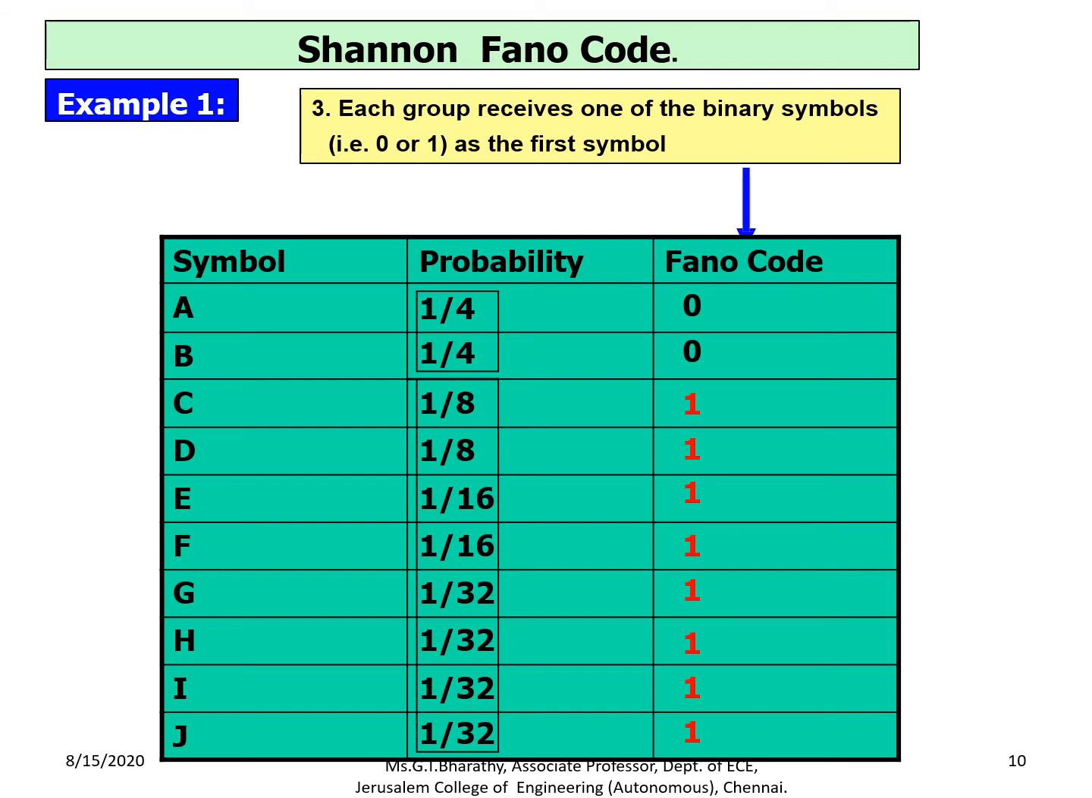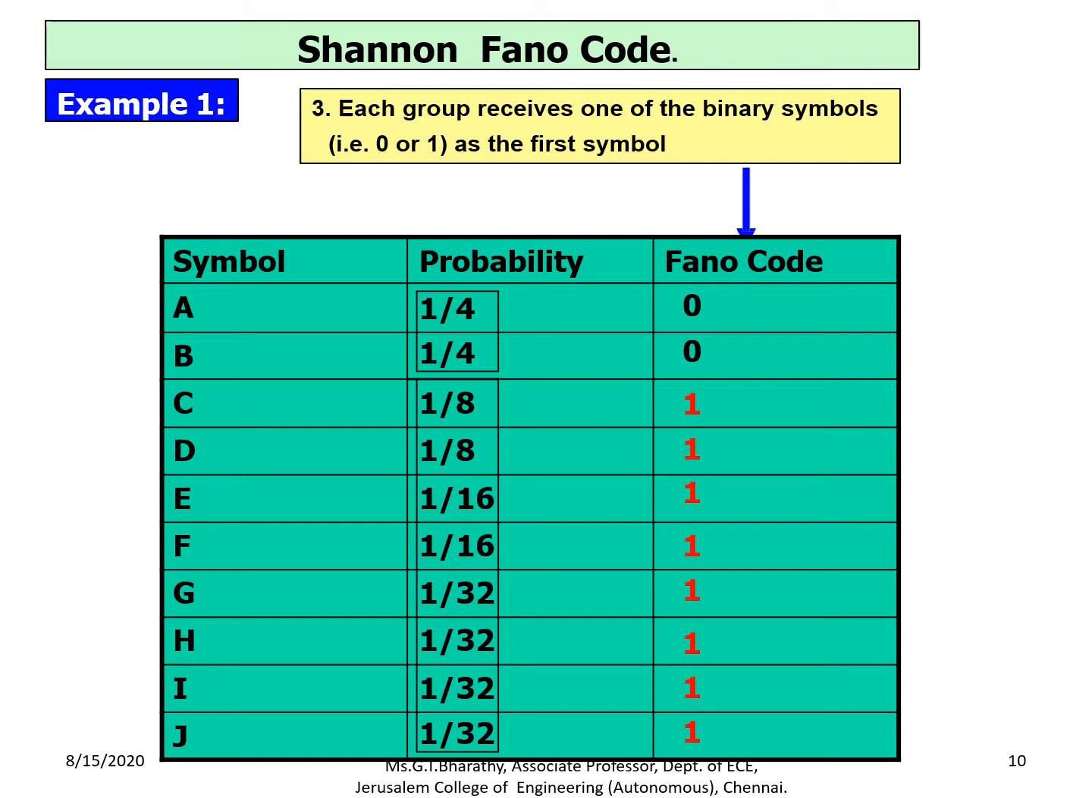So what is the next step? The third step is that each group receives one of the binary symbols. I told you the top part is going to have the symbol 0 and the bottom part is going to have the symbol 1. So in the top part we have only two symbols, which are assigned 0, and in the bottom we have the remaining symbols, all of which are given the value 1. So this completes our first step.